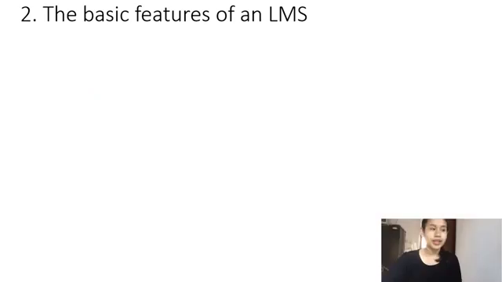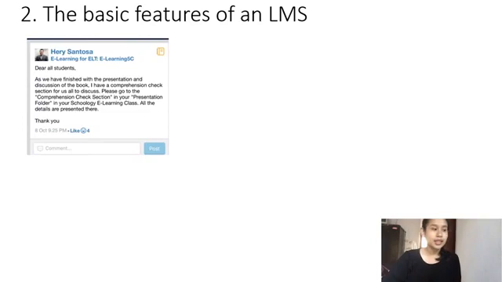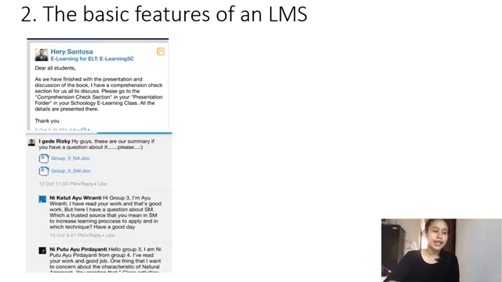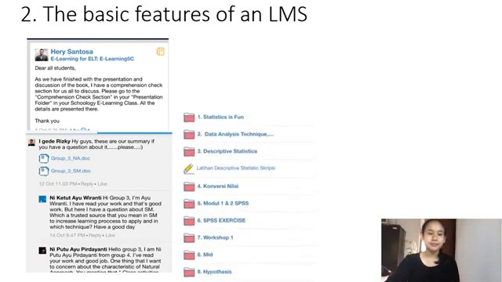And the second is the basic features of LMS. The first is announcement, and I think that announcement is very important because students will get information from the teacher about the material that will be given. And the second is the forum discussion. Here the students can have a discussion with their friends about the material, and after that the teacher will give comments about what the students discuss.